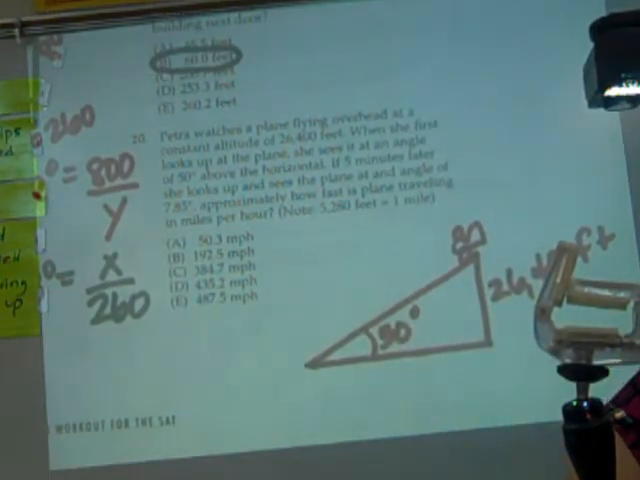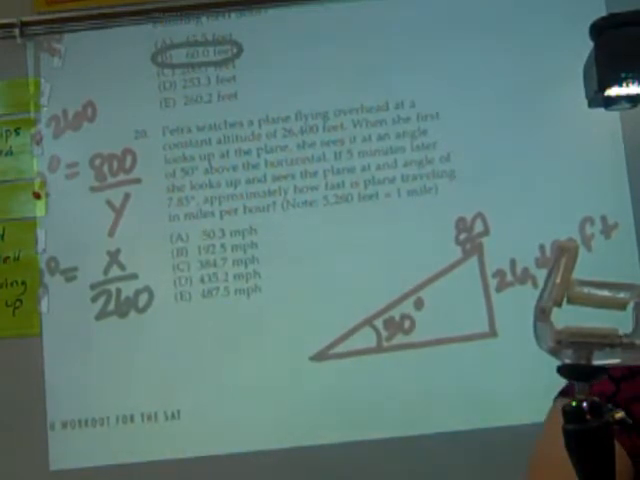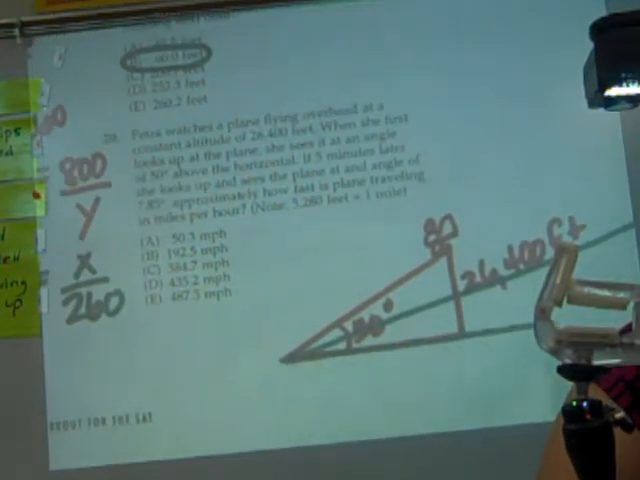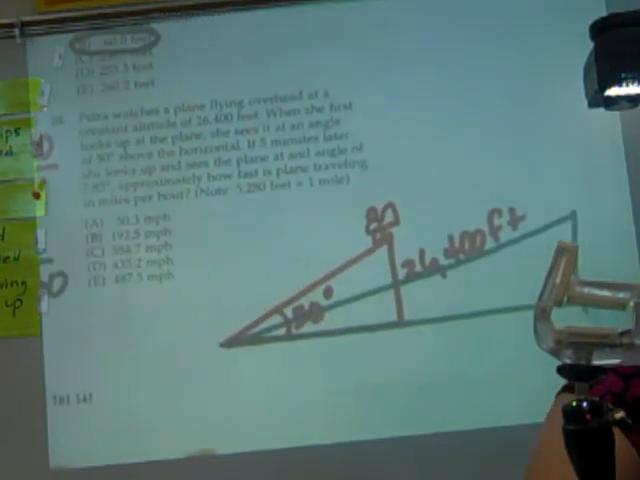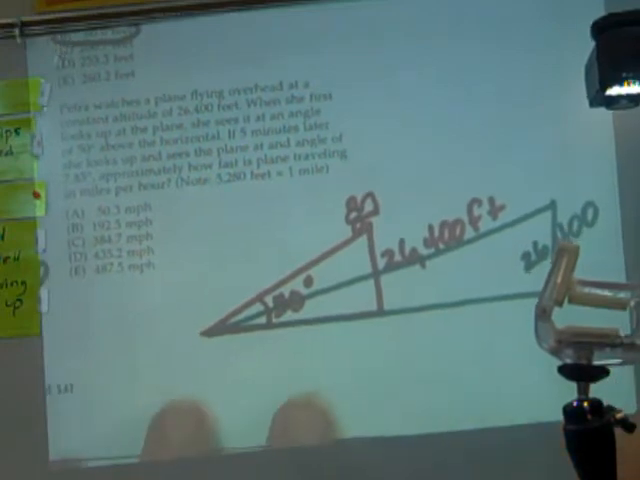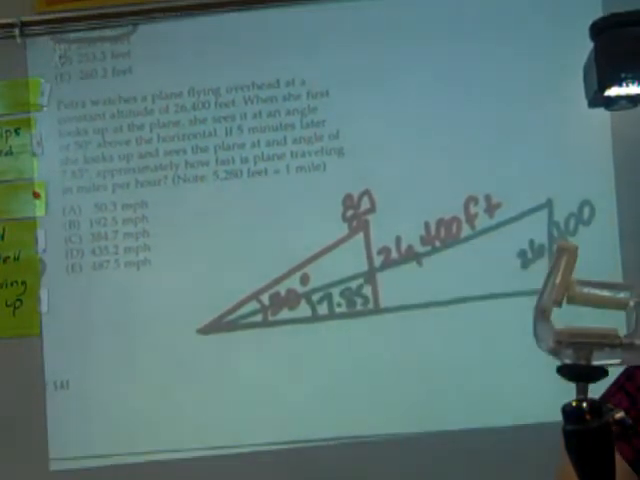5 minutes later, she looks up and she sees the plane. Actually, the plane has to be going that way. We'll say it's flying backwards. 5 minutes later, she looks up and she sees the plane now at an angle of 7.85 degrees. So it's traveled pretty far just in 5 minutes because the angle that she has to look up has greatly decreased. It's still flying at the same altitude, though, so it's still 26,400 feet. But now the angle she has to look up is 7.85 degrees.